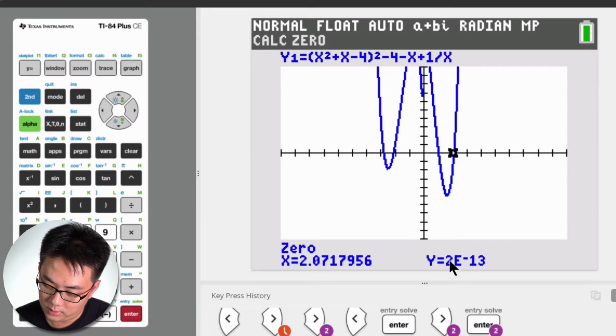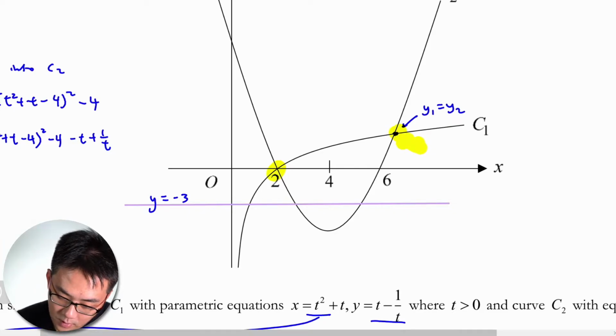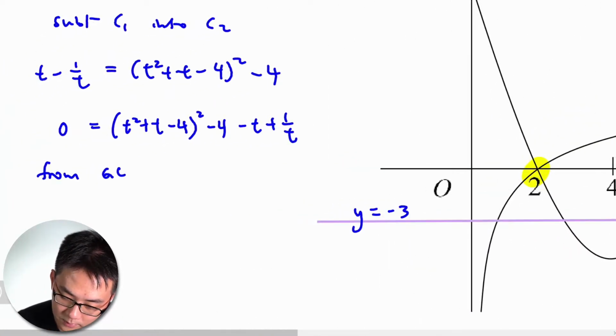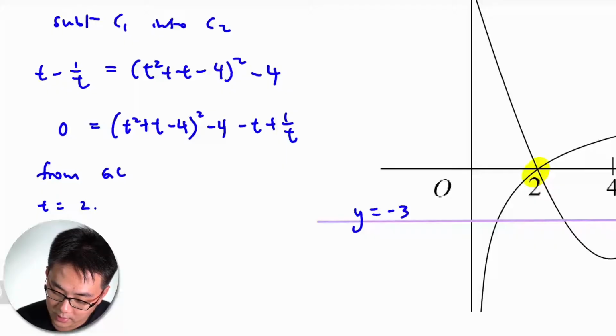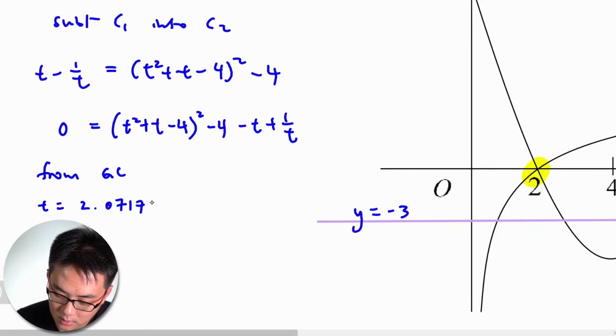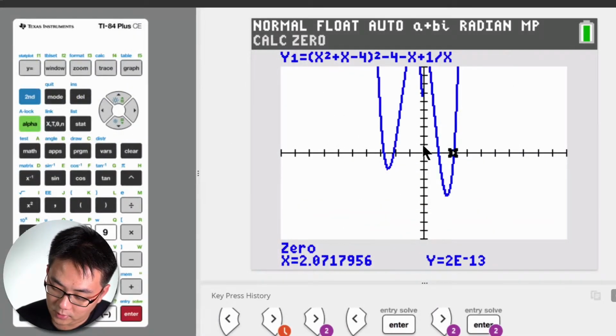Enter. So this is 2.071779. So this is where t equals to 2.07179. I didn't know that this question can be quite long. Okay, Z1. Just for fun, you can also find this root here.